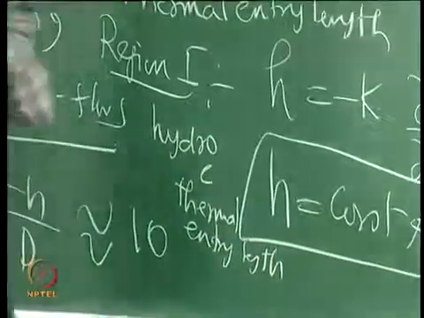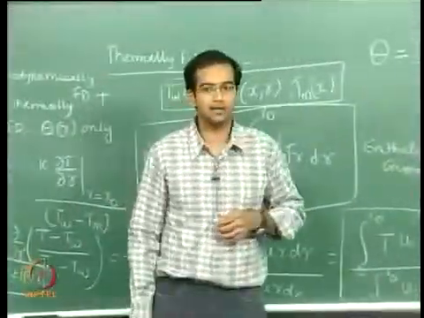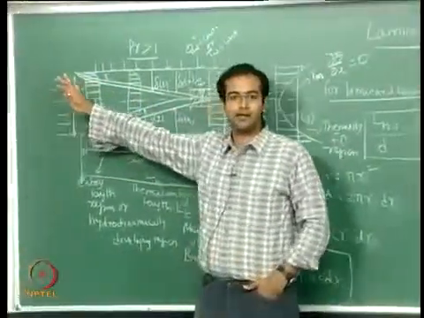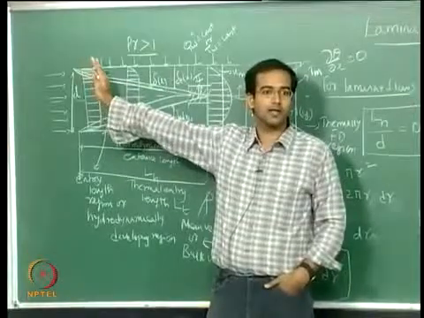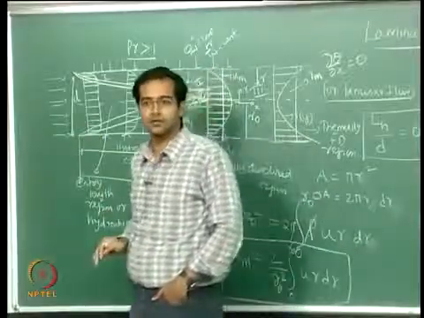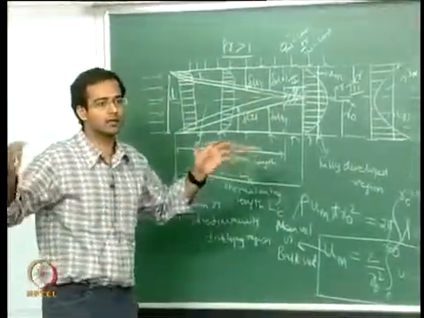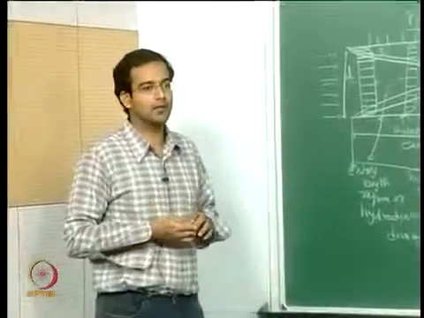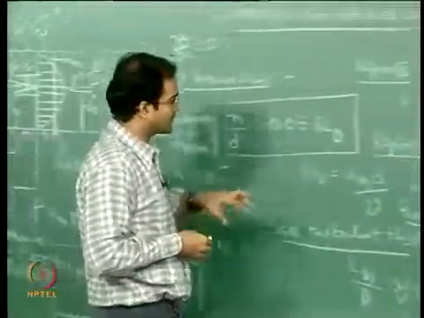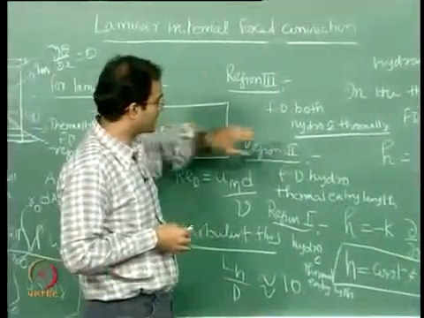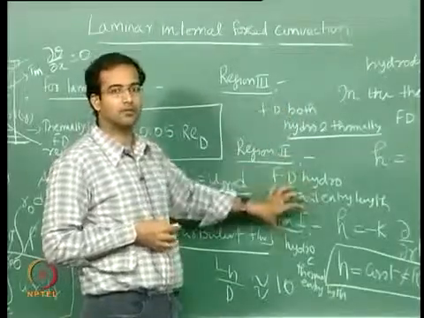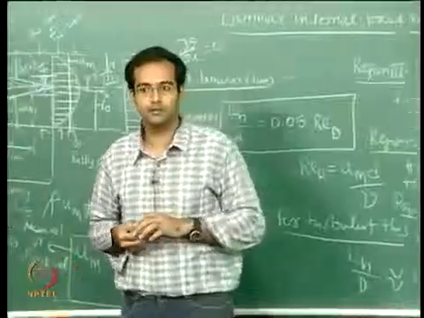Finally, the most complicated region is region number 1, where you have both hydrodynamic and thermal entry length. In this region you cannot get a good closed form analytical solution. You have to solve the complete Navier-Stokes equation, because you cannot neglect any terms. The gradient of velocity is not 0, the gradient of non-dimensional temperature is not 0, so all the terms in the Navier-Stokes equation have to be present. Therefore you have to do a complete numerical solution for region 1. In this particular course we will be focusing on region 3 and then a lot of problems related to region 2.